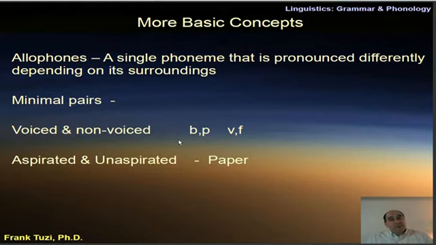Okay? B is a voiced bilabial. Does that make sense? It's a voiced bilabial. V is a voiced fricative. P is a non-voiced bilabial. Hope you're catching this. Okay? Anybody know what F is? Tell me on the boards.